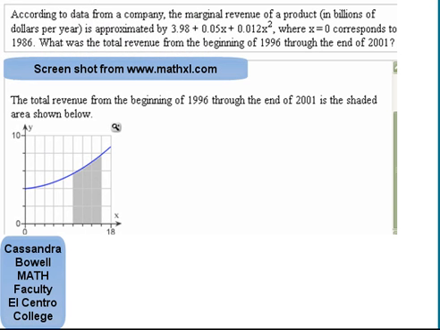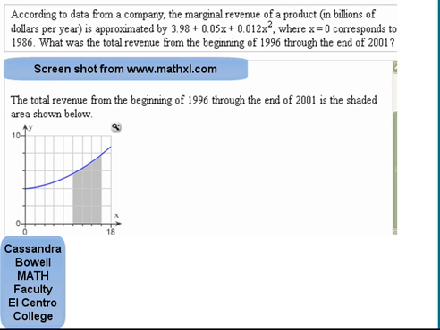So here they give us marginal revenue. They tell us the marginal revenue, so that means they gave us the derivative function. They gave us the rate of change function, in billions of dollars, approximated by this expression. We want to use an integral to help us compute the revenue.